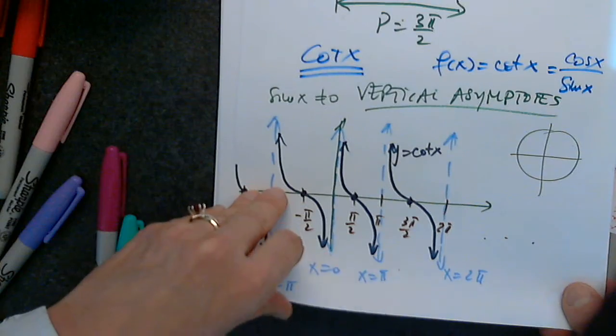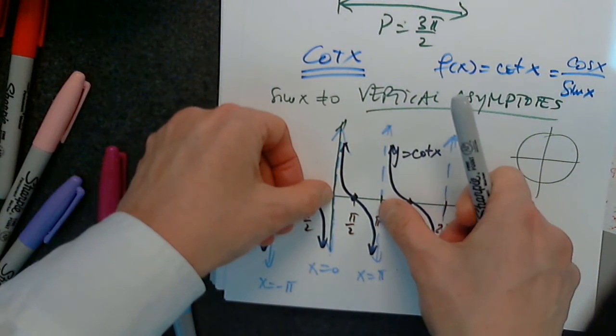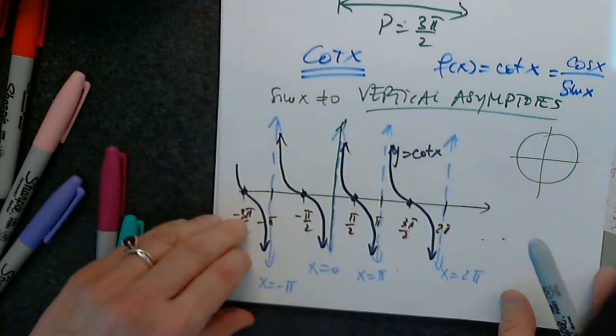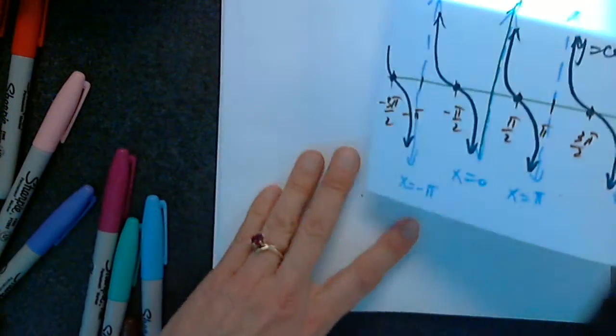Why wouldn't you use 0 to pi? Or is it because you want the symmetry? I want the symmetry, yeah.